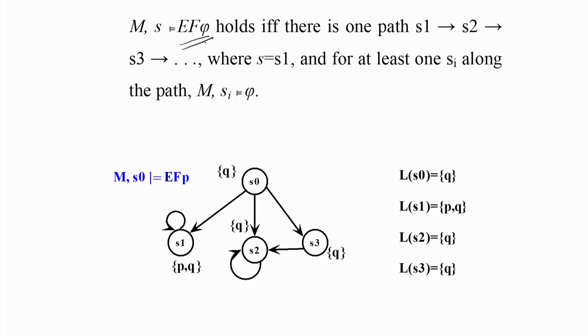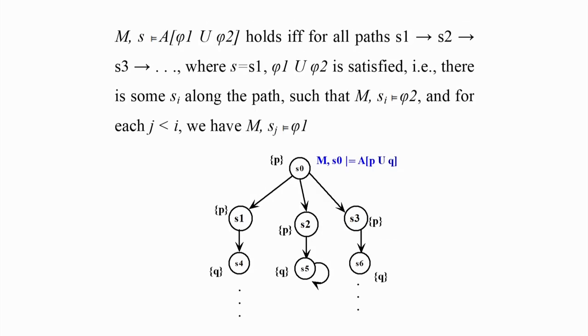In case of E F phi, it is similar to A F phi, but now we are not going to look at all paths, we are going to consider one path. If there exists a path such that at least we are going to get one S i along that particular path such that M, S i models phi, then we can say that M, S models E F phi. So, this is the exact semantics of E F phi.